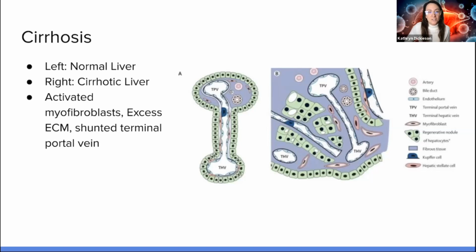Cirrhosis is a liver disease known for its distortion of the hepatic vasculature, being an advanced stage of liver fibrosis, and being a leading cause of morbidity and mortality.